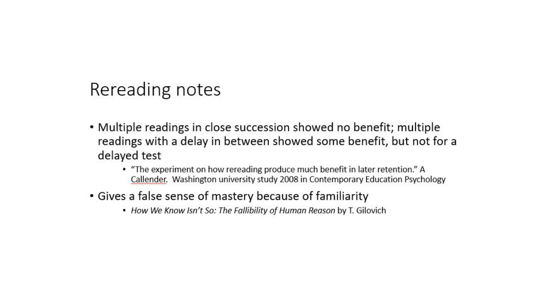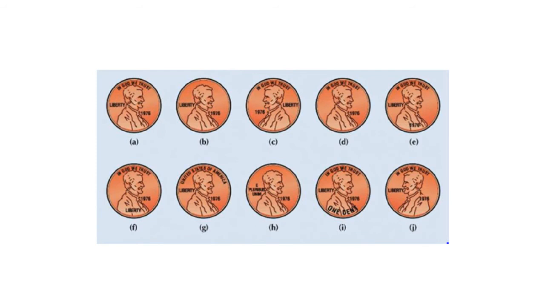Multiple readings in close succession showed no benefit at all. Multiple readings with a delay in between showed some benefit, but not for a delayed test. In fact, reading multiple times just gives a false sense of mastery because of familiarity with the topic. So-called study aids like highlighting or chapter outlines can create fluency illusions.